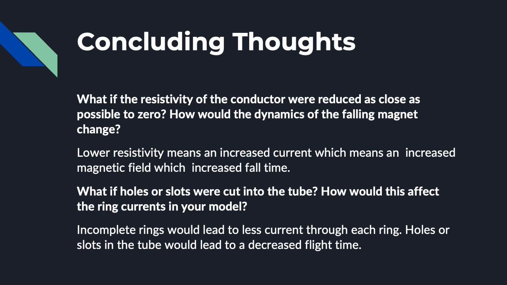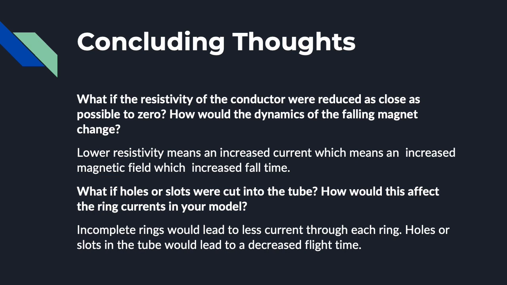Concluding thoughts. So, what if the resistivity of the conductor were reduced to as close as possible to 0? How would the dynamics of the falling magnet change? Well, lower resistivity means an increased current, which means an increased magnetic field, which also means an increased fall time.